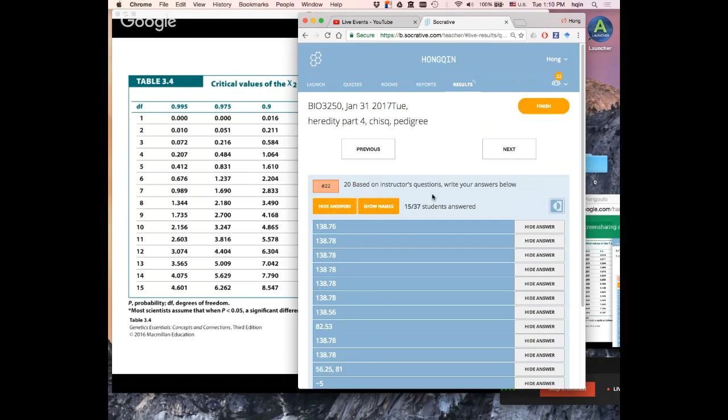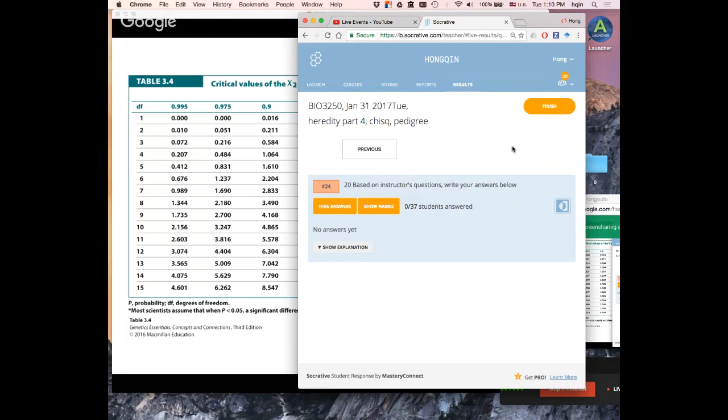I need to check it. Hopefully that's correct. Okay, but just in case, we have chi-square value 138.8, and the degree of freedom is still 3. It didn't change. And what's the p-value then? So the next question, what's the p-value now? Let me ask another volunteer to pick this. Okay, how about the gentleman sitting near the entrance? Yes.